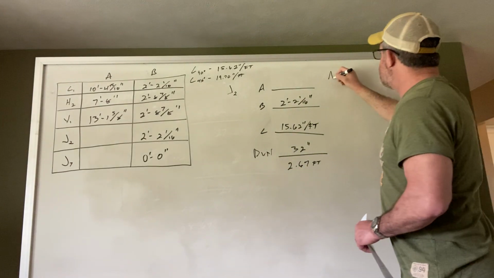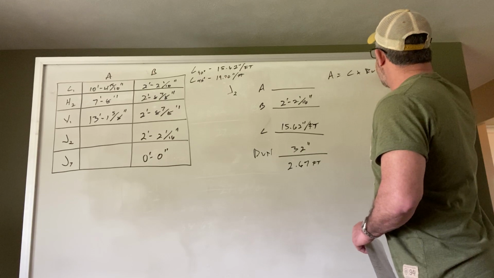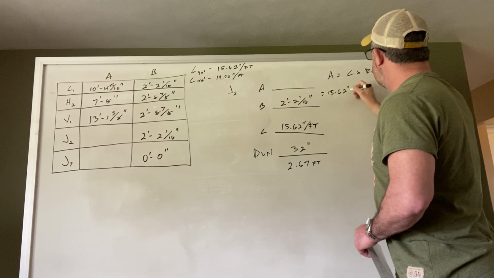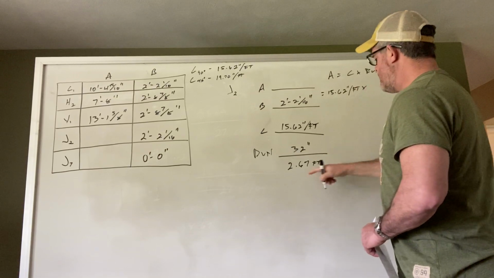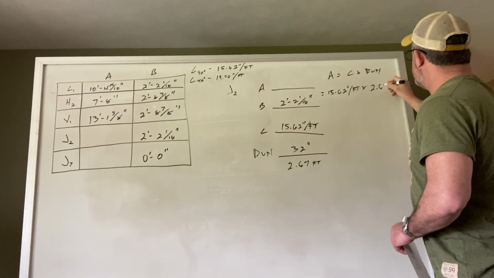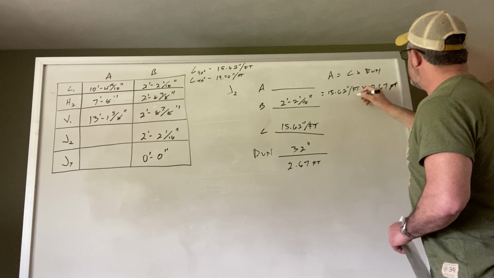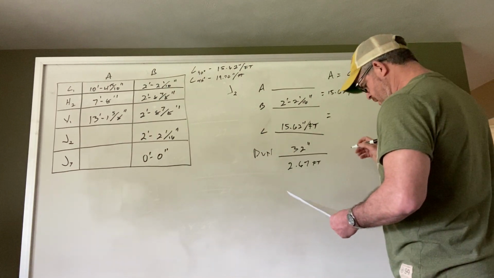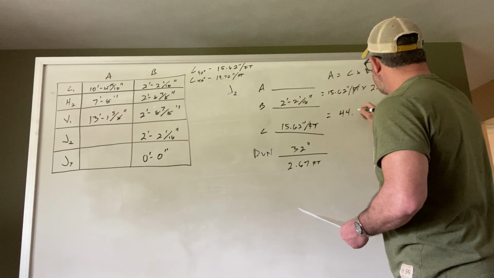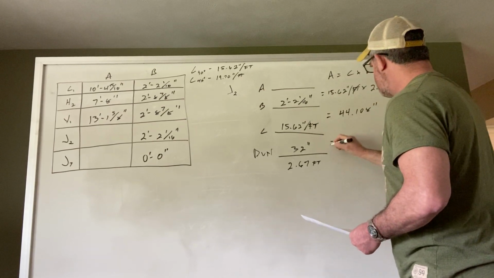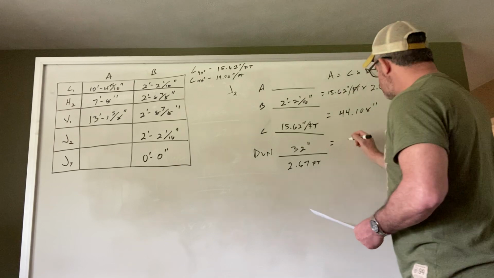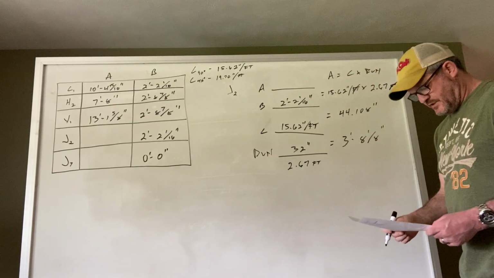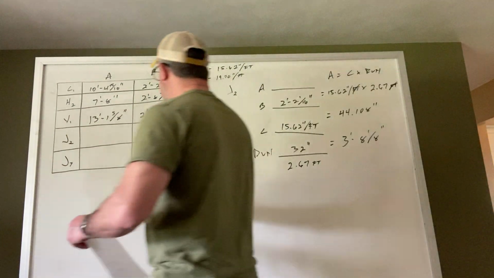A equals C times run. My C is my 15.62 inches per foot, and my run is 2.67 feet. Cancel, cancel, and I get 44.108 inches. Convert that to feet and inches, and I get 3 foot 8 1/8 inches. 3 foot 8 1/8.